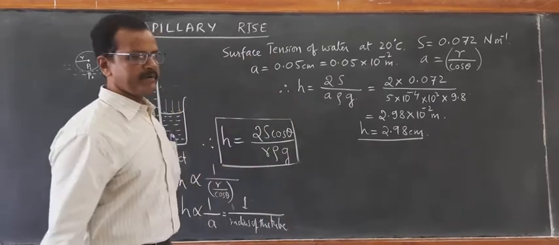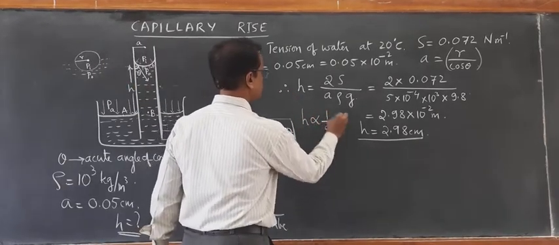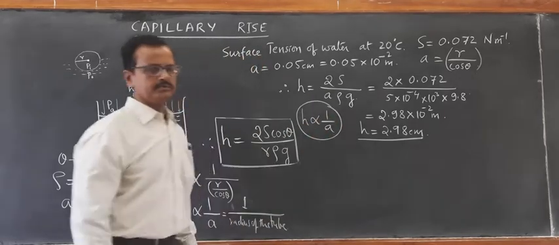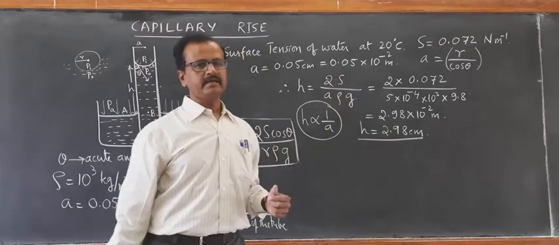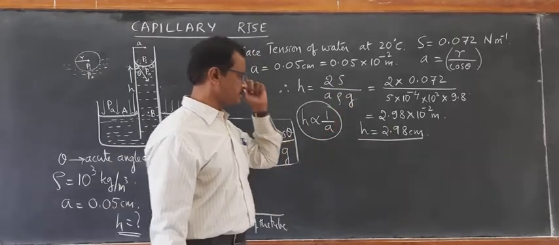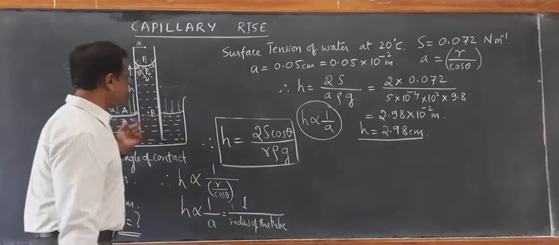So it is quite evident that the capillary height is inversely proportional to the radius of the tube. Smaller the radius of the tube, larger is the capillary rise. Okay, this is how one can calculate the capillary rise.